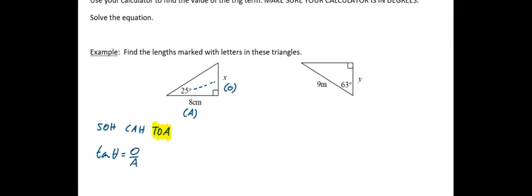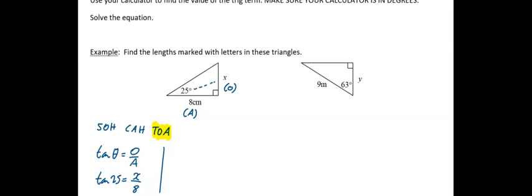And all you do is fill in what you know. The angle theta is 25, so tan 25 is equal to my opposite side, which was x, over my adjacent side, which was 8.